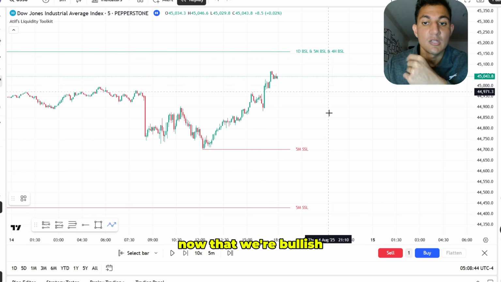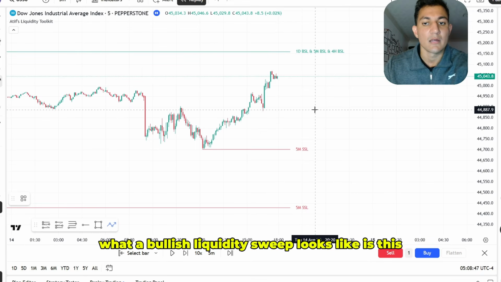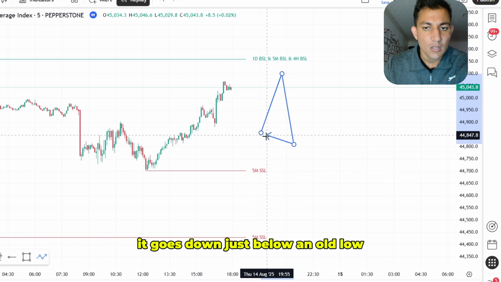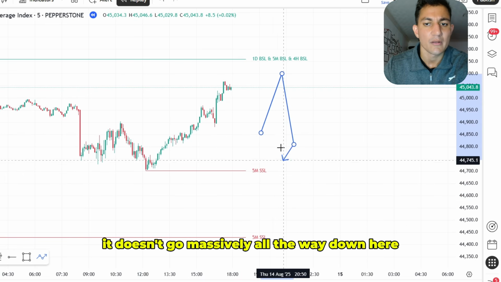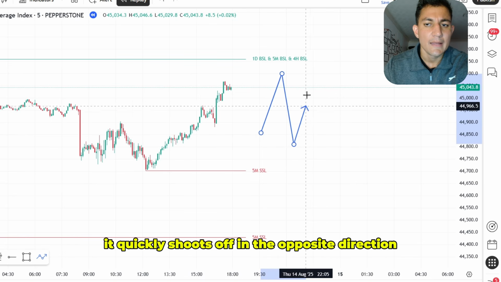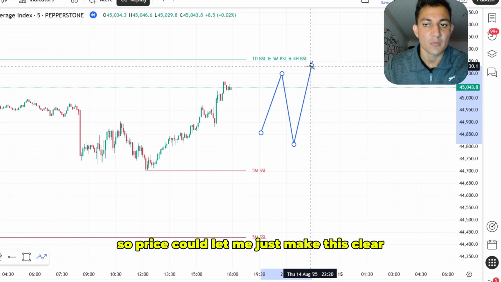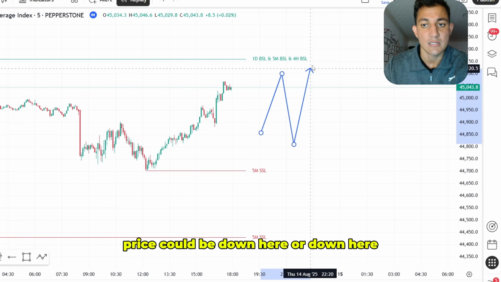Now that we're bullish, what a bullish liquidity sweep looks like is this. Price goes up, it goes down just below an old low. It doesn't go massively all the way down here. It goes just below an old low. It quickly shoots off in the opposite direction. It does not need to be a market structure shift. So price could, let me just make this clear, price could be down here or down here.